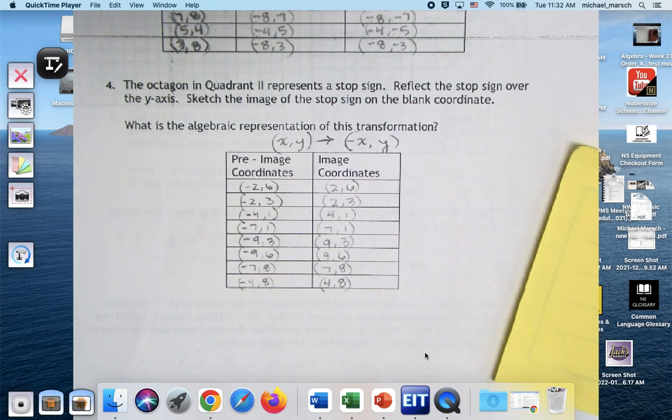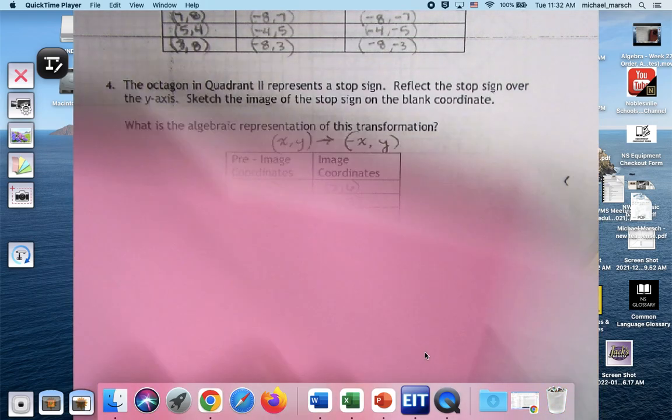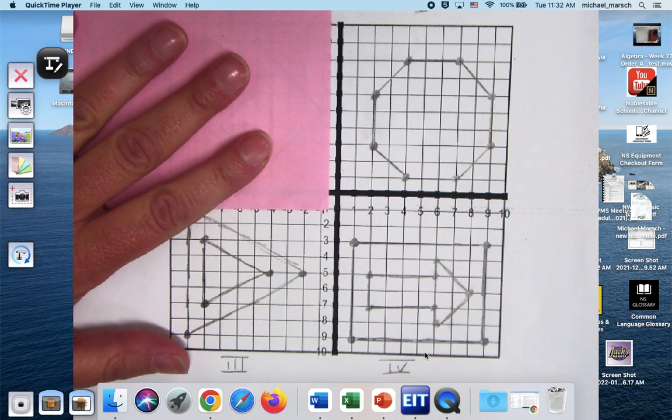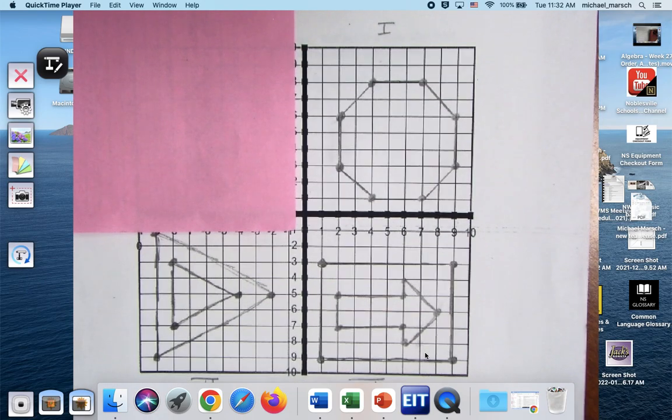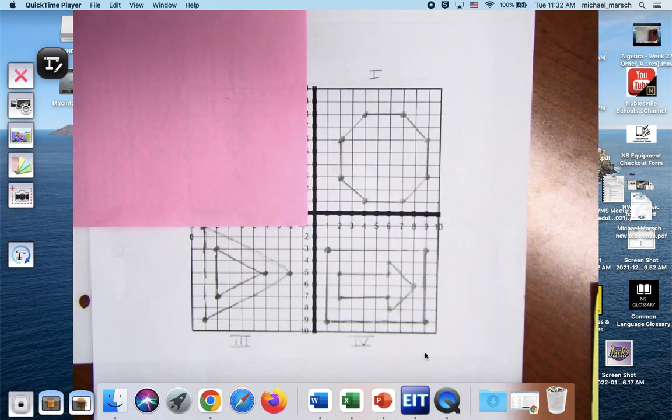Okay, so now your coordinate plane should look something like this. We are transforming these pre-images to different spots on the coordinate plane.